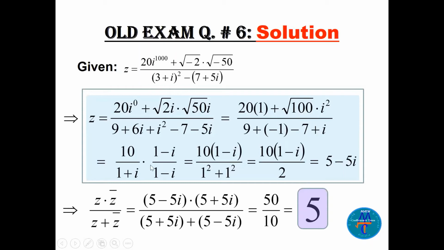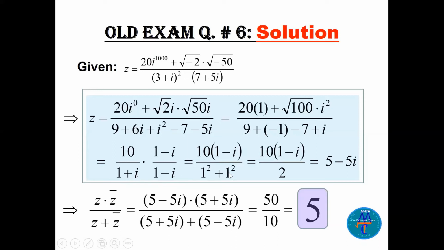Now we need the conjugate here. Multiply by the conjugate at the denominator, 1 minus i. Leave the 10 outside, 1 minus i. Here you have to use STS, sum of 2 squares. You can check lecture 23 if you want to see the formula.